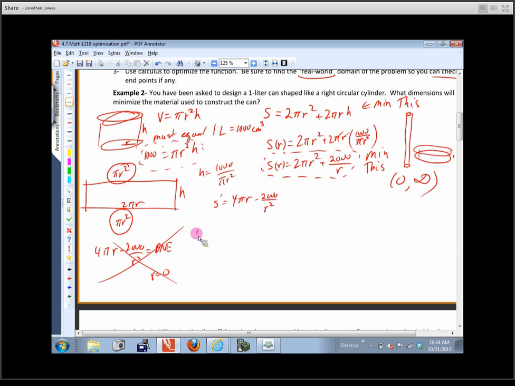0. So when does 4 pi r minus 2,000 over r squared equal 0? Let's go ahead and solve that. I'm going to move the negative one to the other side. Well, let's see. What would be the easiest way to solve this? No, let's leave it like this.